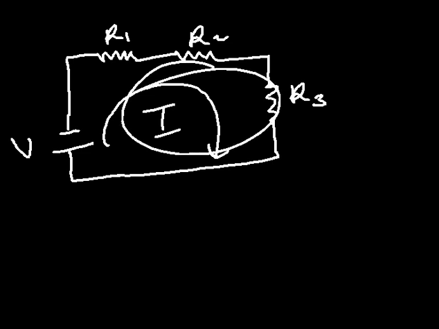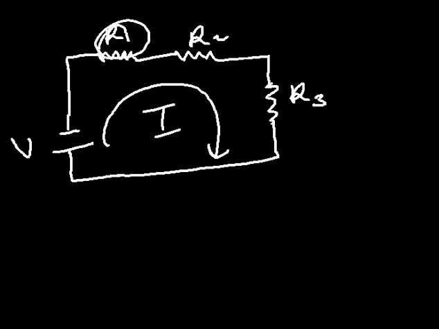Since this is a series circuit, you have to understand that the current across here is the same current across here, and the same current across here. Only the voltage will be shared. For this case, let's say the voltage across R1 is VR1, the voltage across R2 is VR2, and the voltage across R3 is given as VR3.